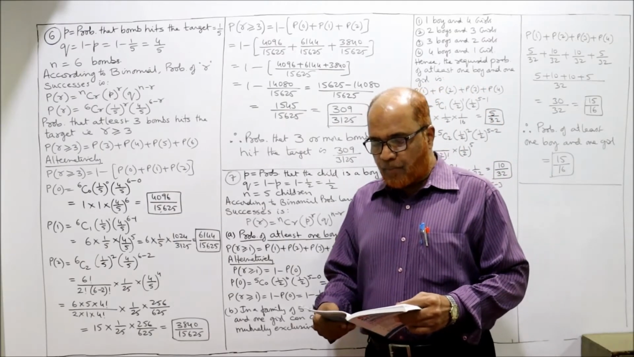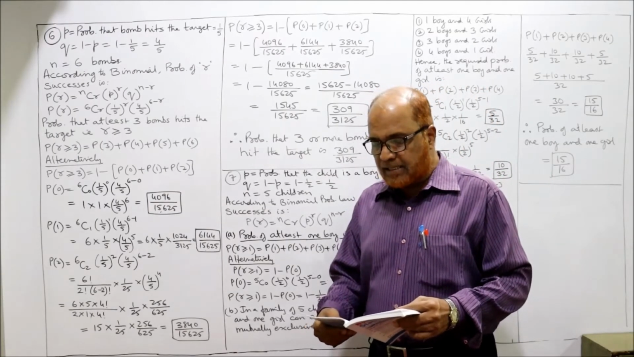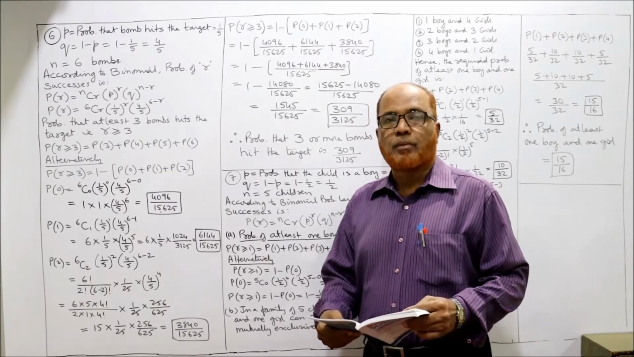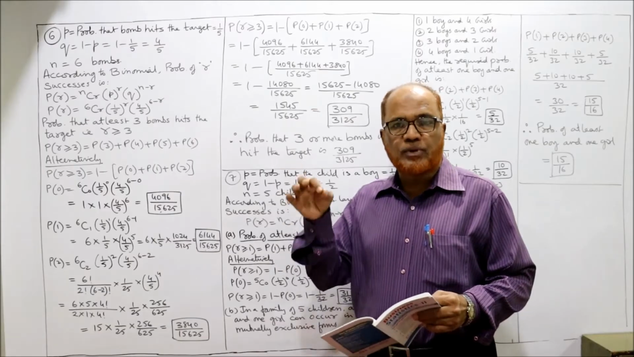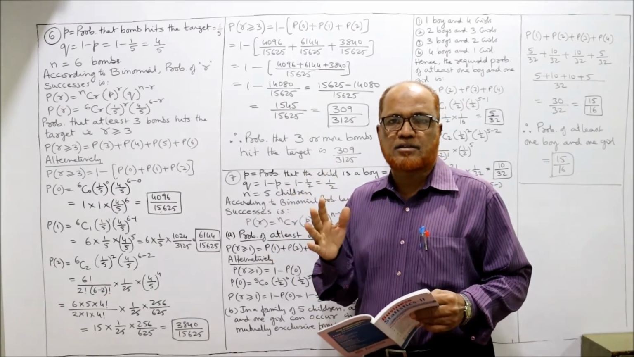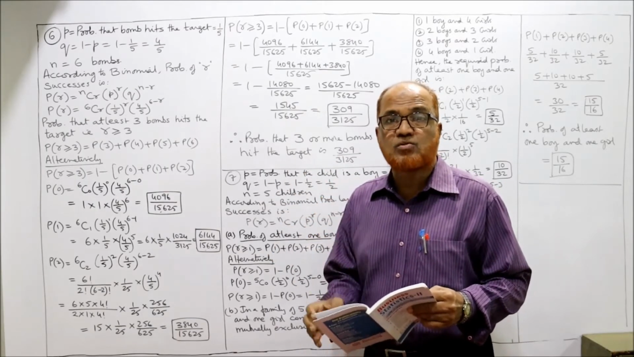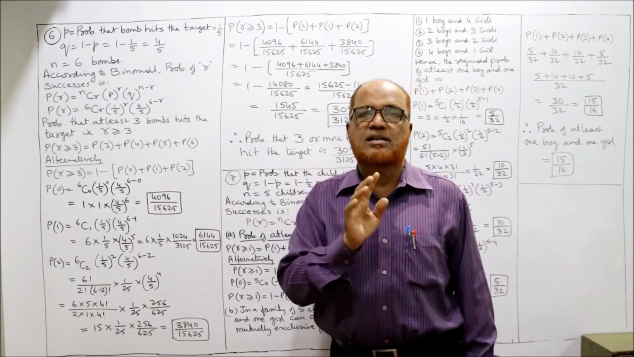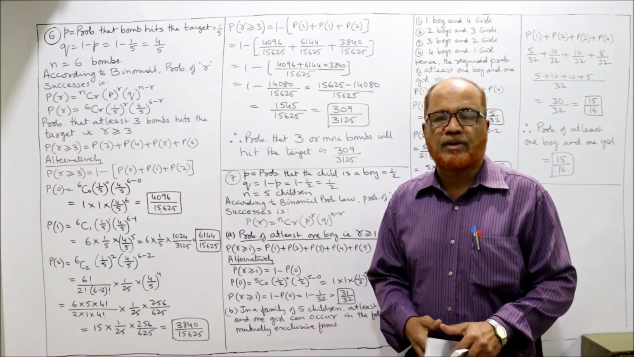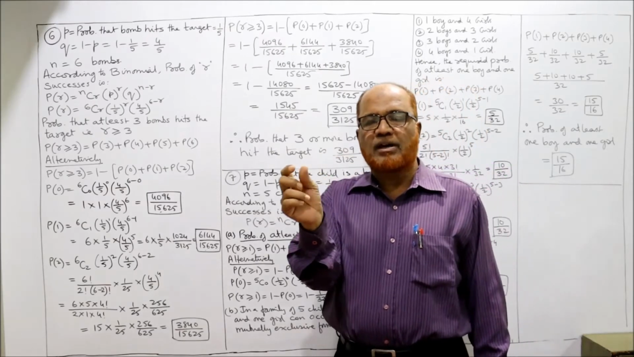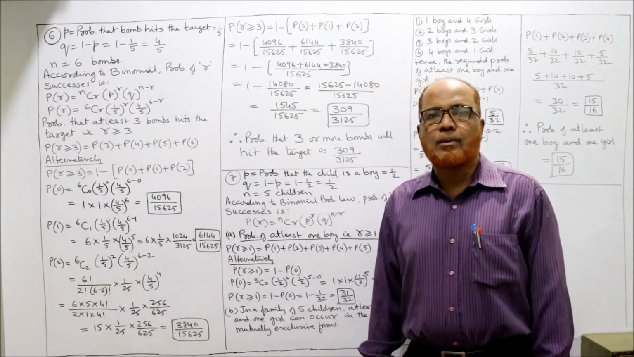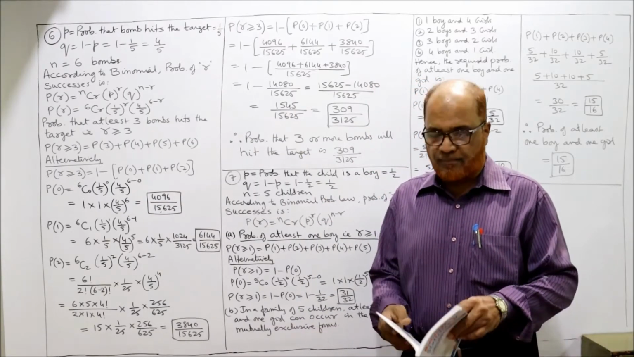The probability that a bomb dropped from a plane strikes its target is 1 by 5. The probability of hitting the target is 1 by 5. So we can take P is equal to the probability that the bomb will hit the target, that is 1 by 5. When probability P is 1 by 5, Q is equal to 1 minus 1 by 5, which will be 4 by 5.